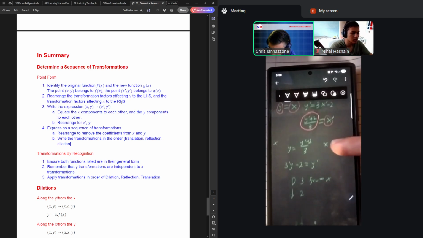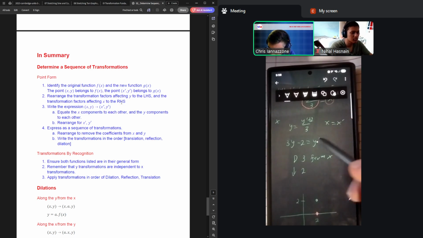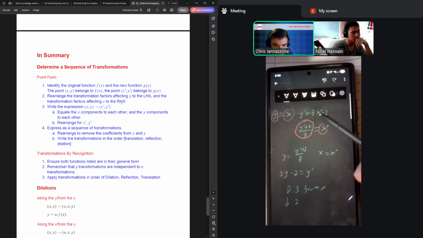So if you're being required to use this x dash y dash stuff, this is how I would go about it. There is a perfectly valid way of looking at this and knowing off the bat what your factors should be, but again, if you're supposed to use x dash y dash, then just stick with this.